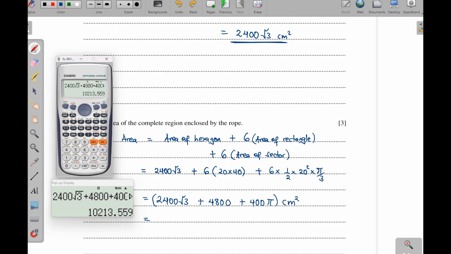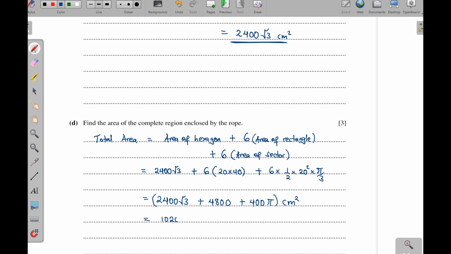This one will give us 10213. Or to 3 significant figures, I can write this one as 10200 centimeters squared, and this will be to 3 significant figures. So that is that.